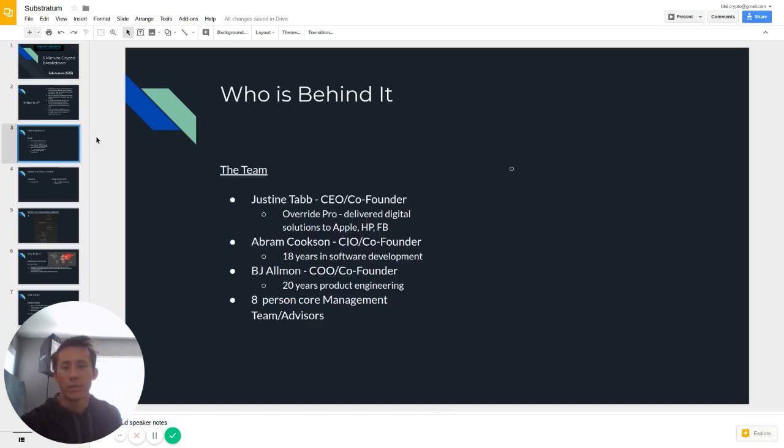Who's behind it? So the team has 3 co-founders. It's Justin Tab, CEO and co-founder. He founded Override Pro, a digital solutions company that had clients such as Apple, HP, and Facebook. Abram Cookson is the Chief Information Officer and co-founder. He has 18 years in software development. And BJ Allman is the Chief Operating Officer and co-founder, and he has 20 years in product engineering. And they have an 8-person core management team and advisory team.